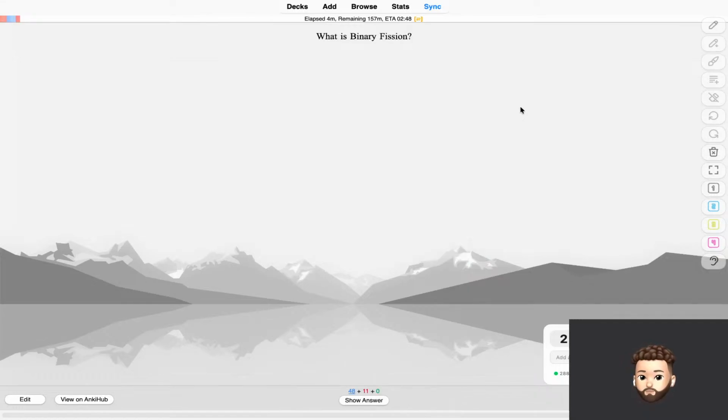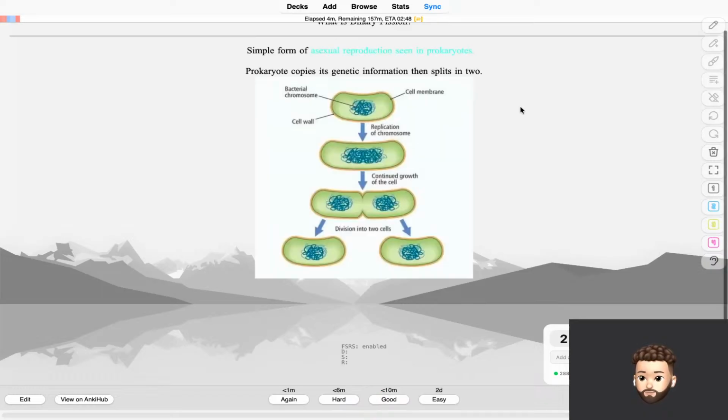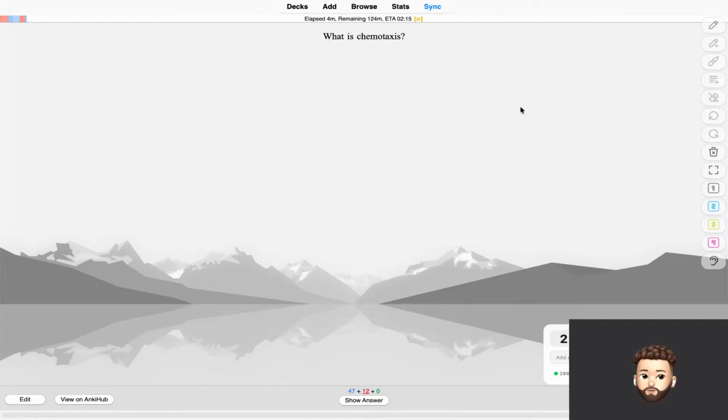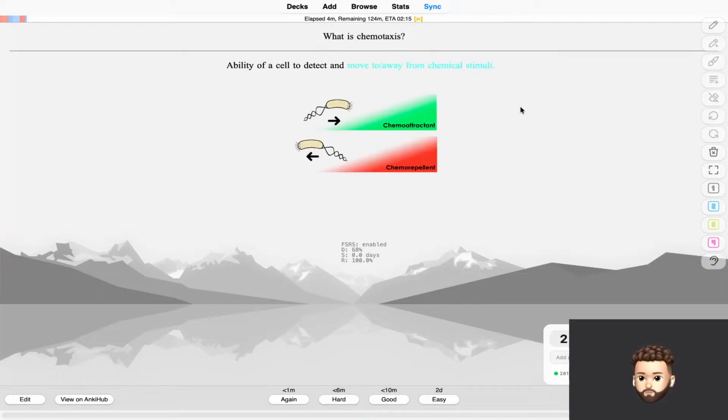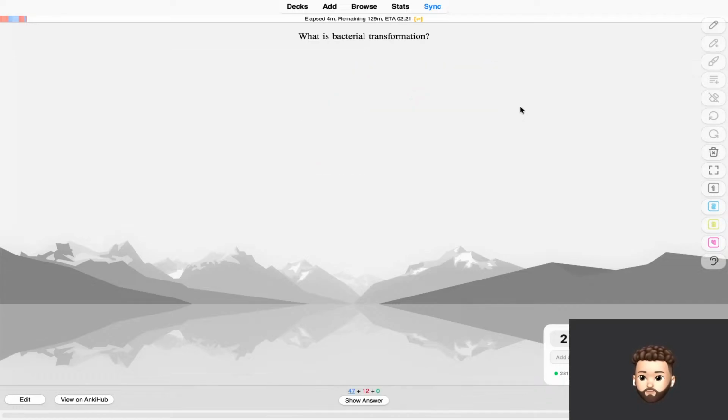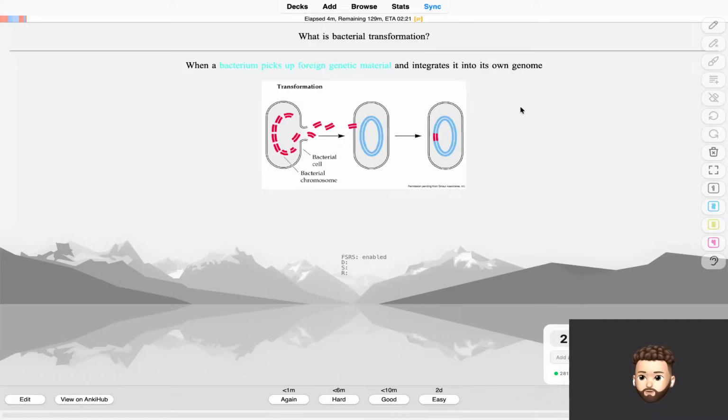What is binary fission? It's exactly what it says. It's just the cell splitting. Chemotaxis is the ability of a cell to detect chemical stimulants. What is bacterial transformation? When a bacterium picks up foreign genetic material and integrates it into its own genome.